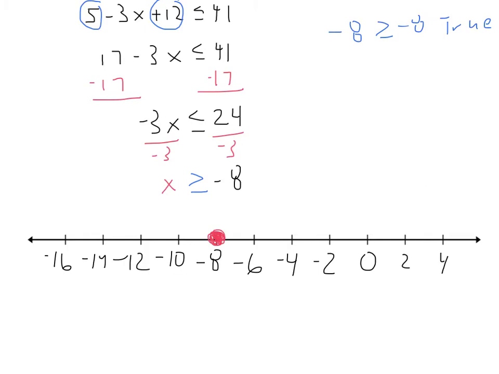Let's think about what numbers would make this statement here true. Right, well, those would be all the numbers that are greater than negative 8. Right, numbers like, let's say, negative 4. Negative 4 is greater than or equal to negative 8. Yeah, that's true. Right, so all of these numbers over here to the right of the boundary are solutions. Let's shade those in.